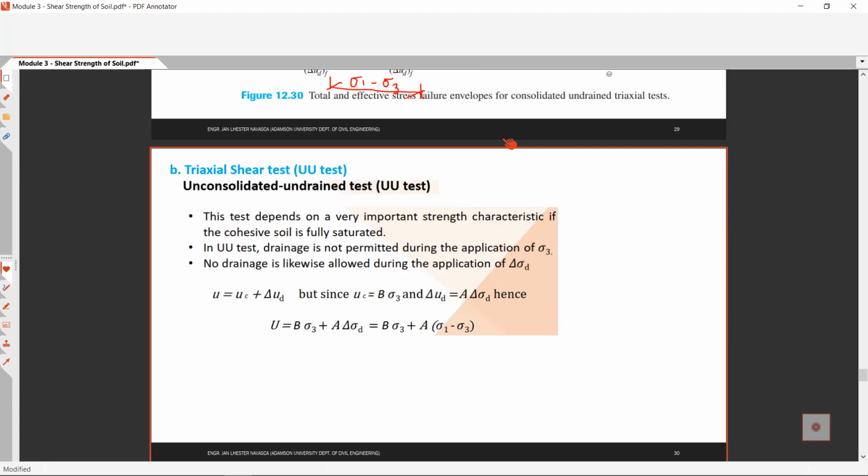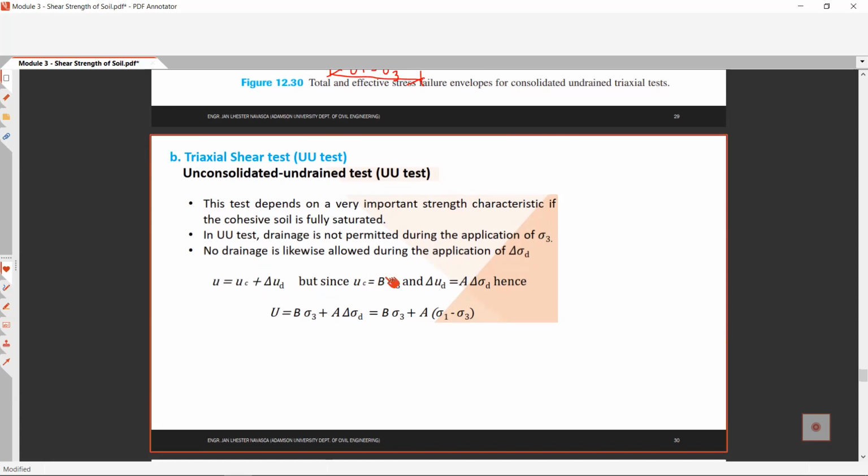So since U, or the pore water pressure, is U sub C plus delta U sub D, but since your U sub C is Skempton parameter B times sigma 3, and your delta U sub D is yung Skempton parameter A multiplied by delta sigma D. Hence, we can say that your U is B sigma 3 plus A delta sigma D, or that is equivalent to B sigma 3 plus A (sigma 1 minus sigma 3), since the delta sigma D is just the diameter of the Mohr circle, or equivalent to sigma 1 minus sigma 3, or this one is the deviatoric stress.